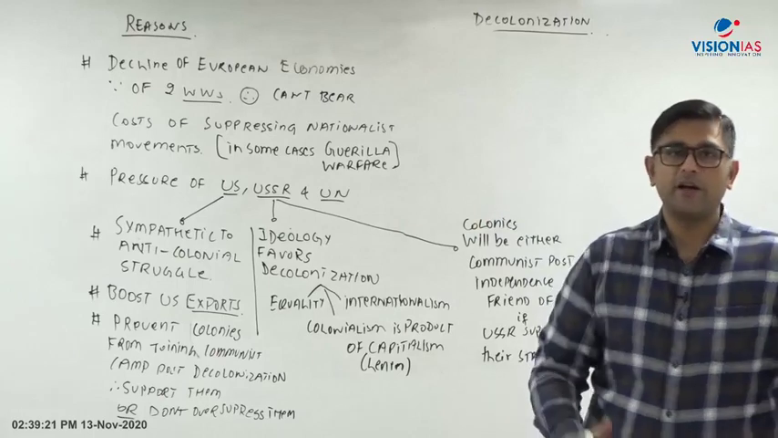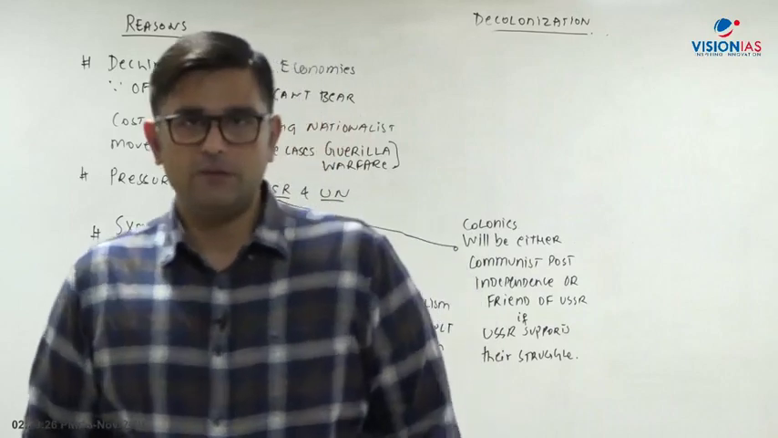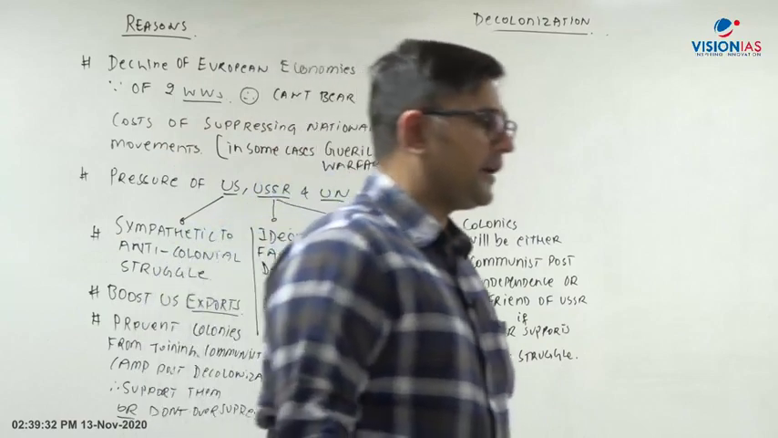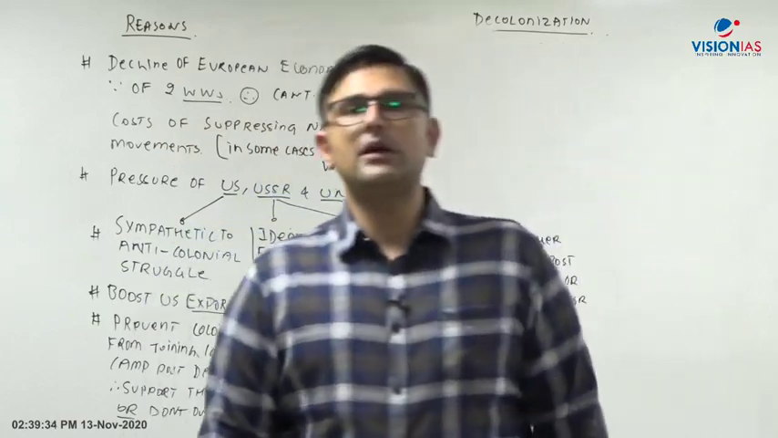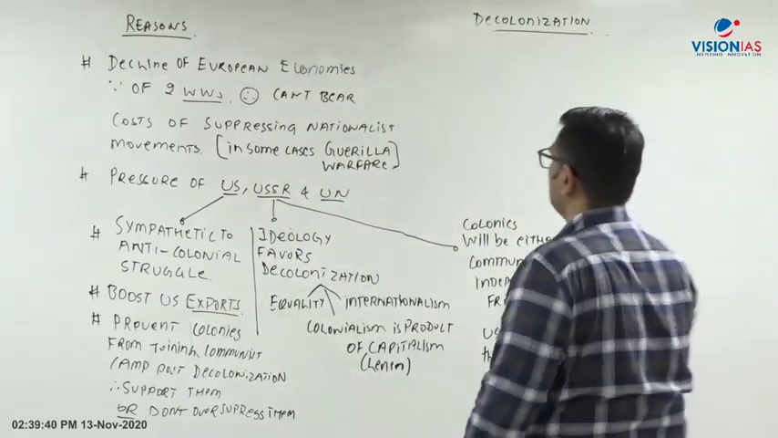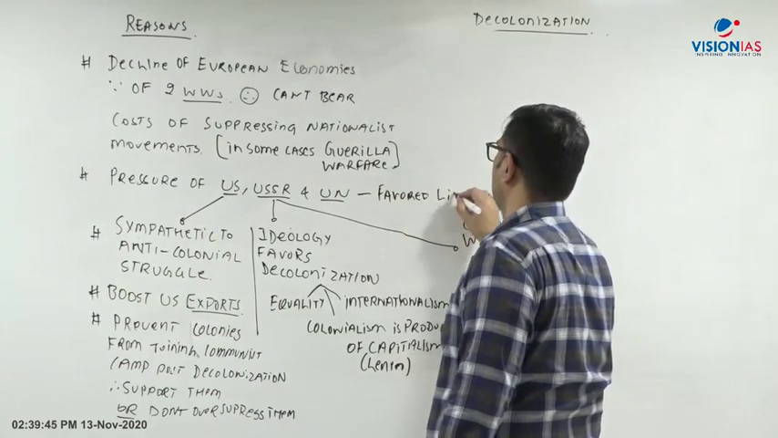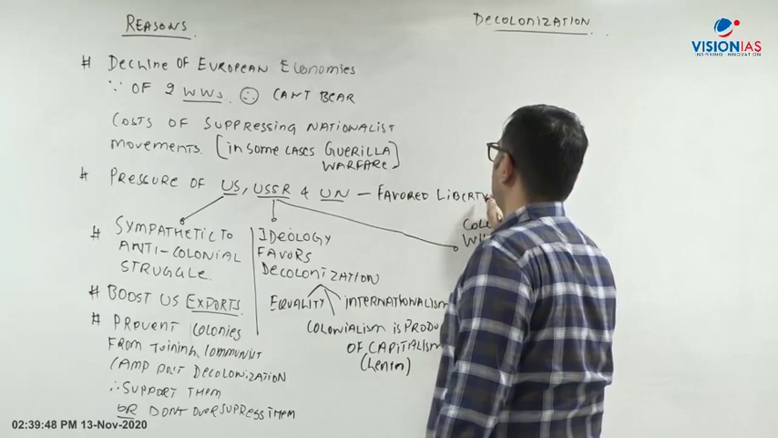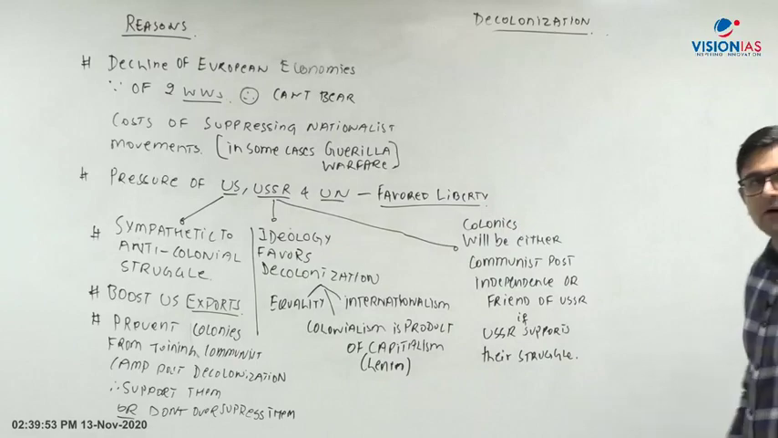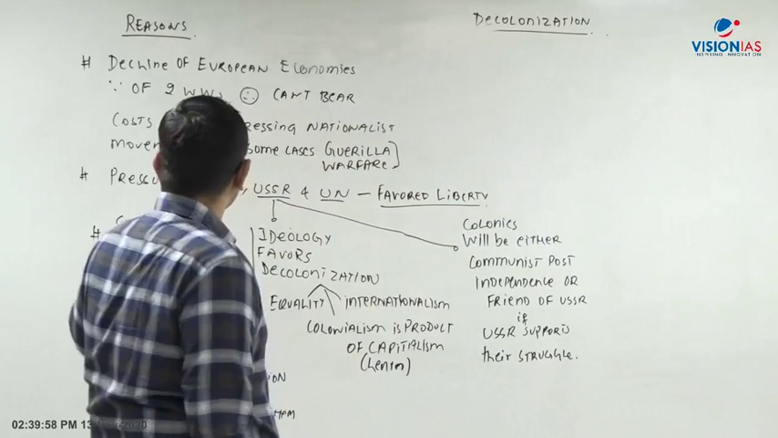The United Nations Charter talks about freedom and liberty, so obviously it has taken a high moral position. Obviously the United Nations will be in favor of decolonization, right? That's very natural, because the UN Charter talked about the liberty of the individual. Therefore there was a huge amount of pressure on the colonial powers that you should decolonize. So these were the reasons for decolonization.